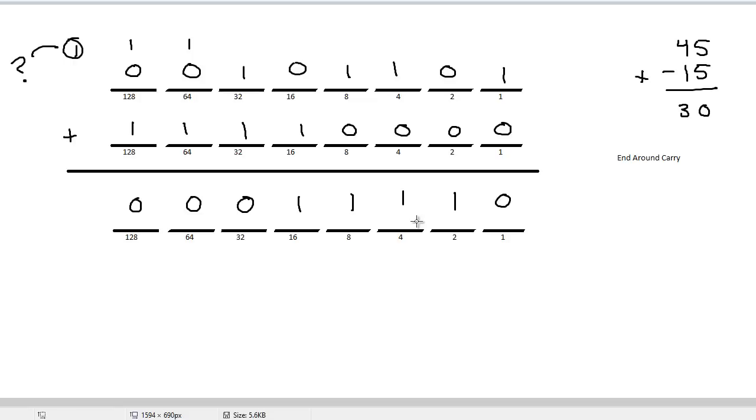Now remember, ones complement notation is really just showing the number in its positive form and then flipping all the bits. So all the ones become zeros, all the zeros become ones, and that becomes the ones complement notation.